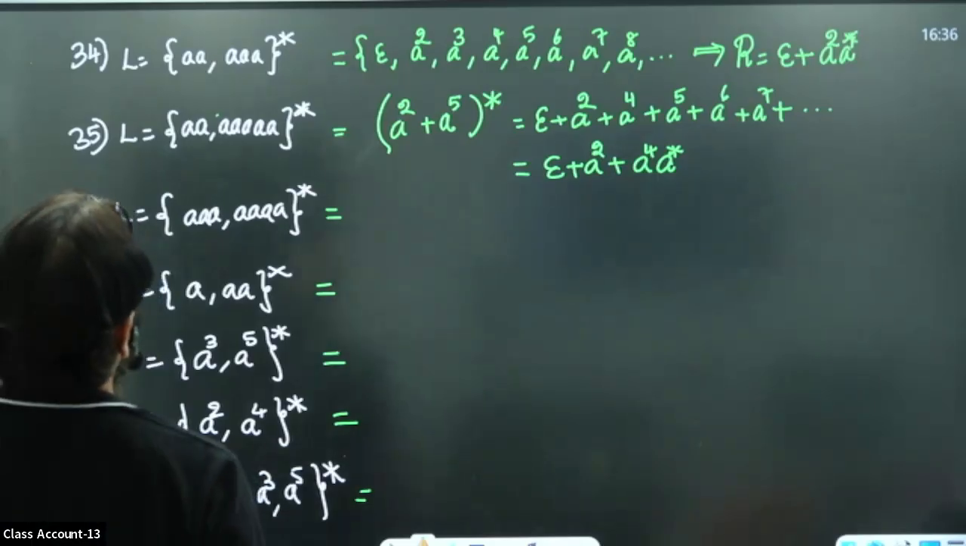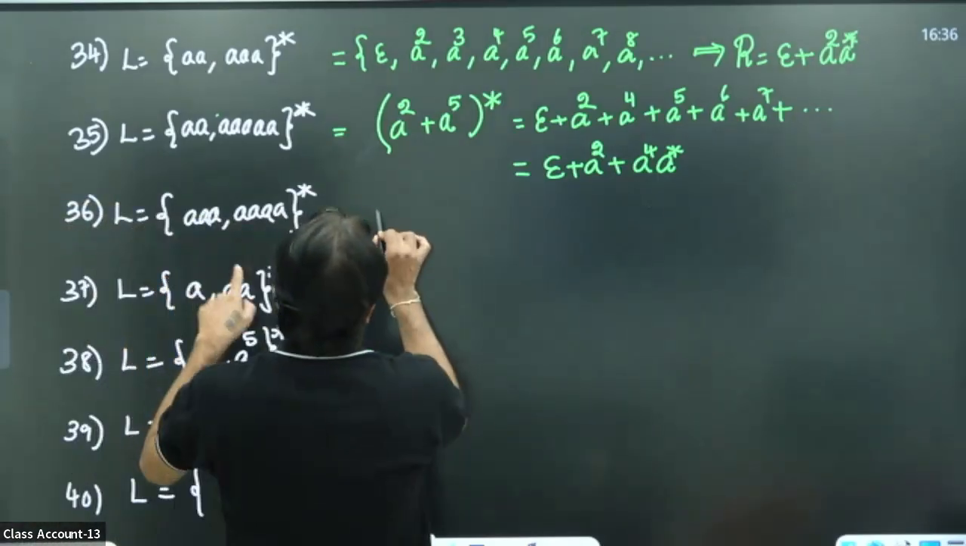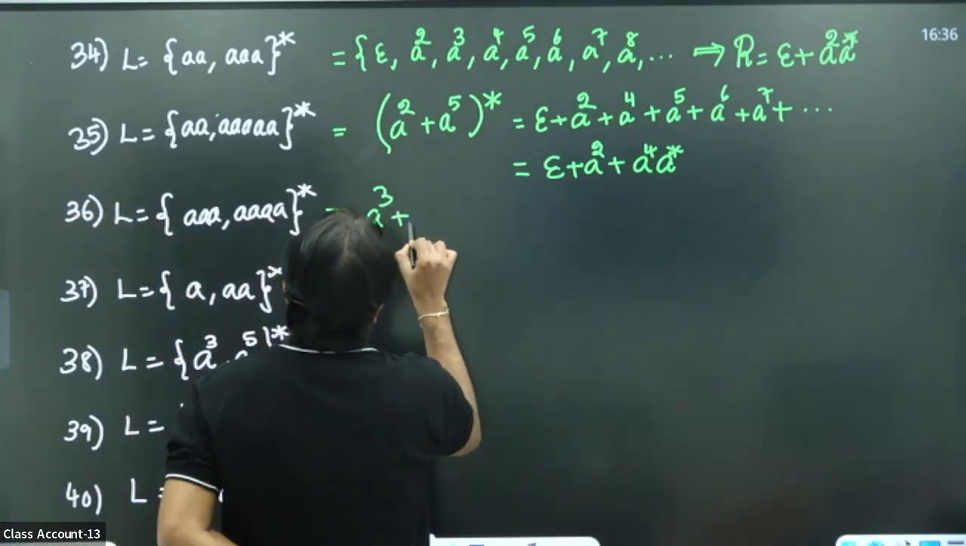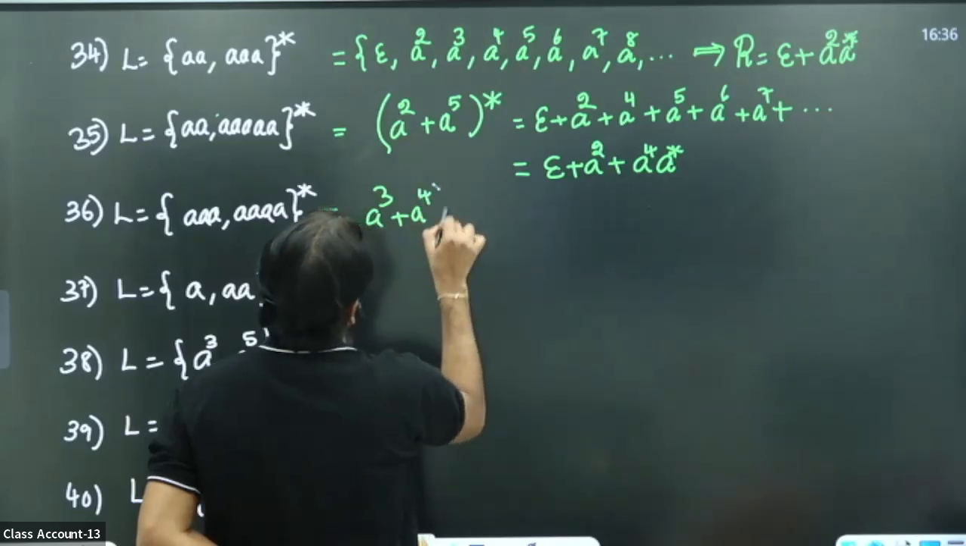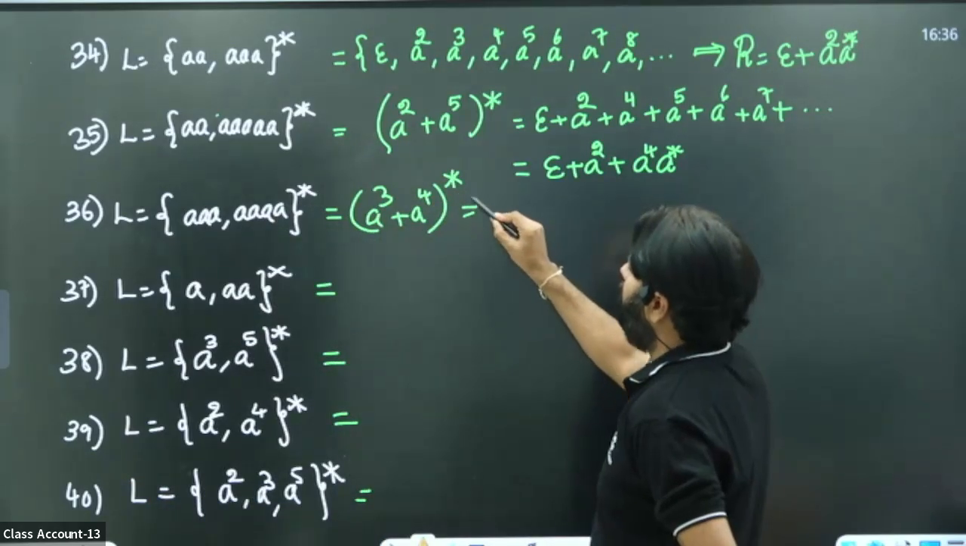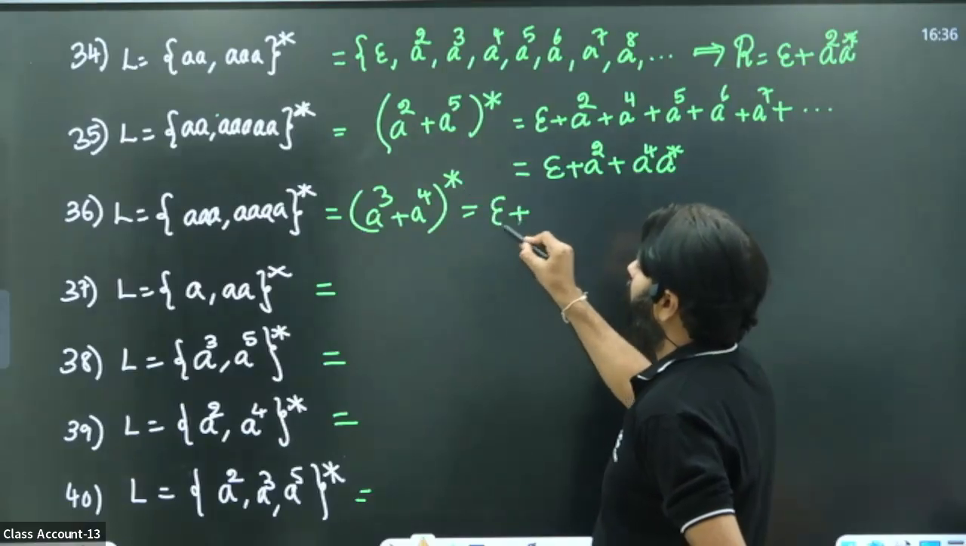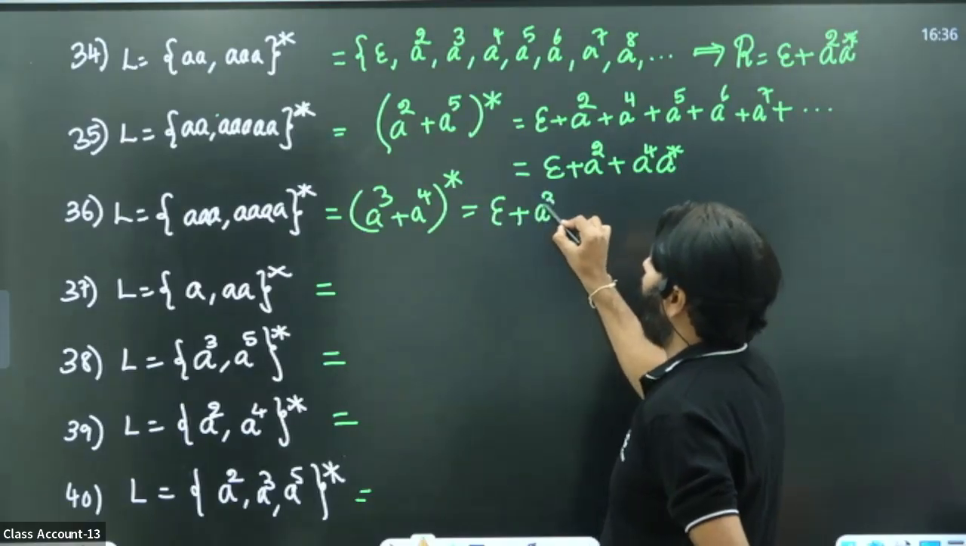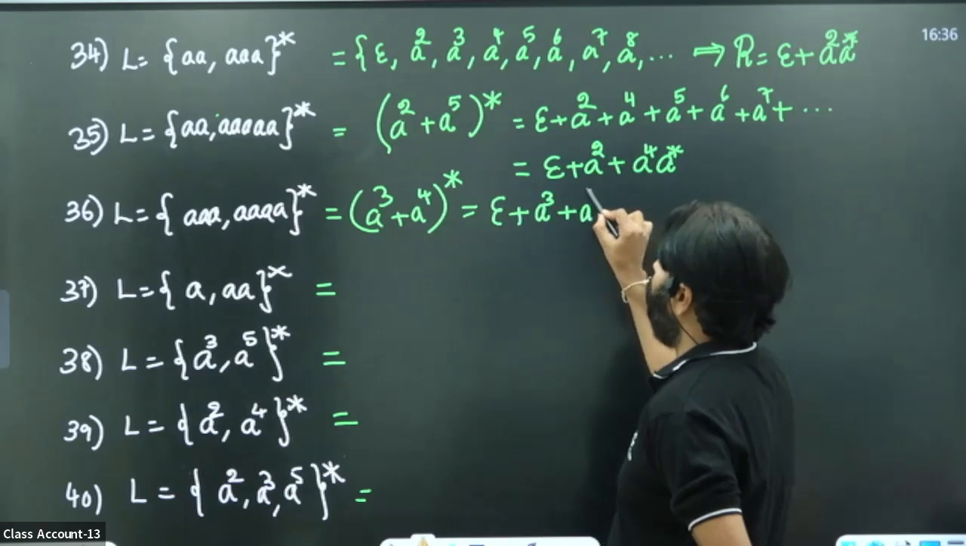Okay, 36, can you try similarly? This 3a's plus 4a's whole star. That repeating is very important. You should know how to repeat. Power 0 is epsilon. And a power 3 minimum after epsilon. Next a power 4 is there.